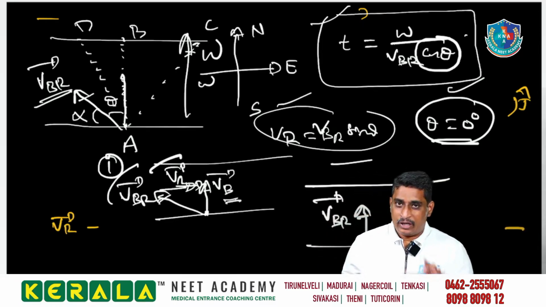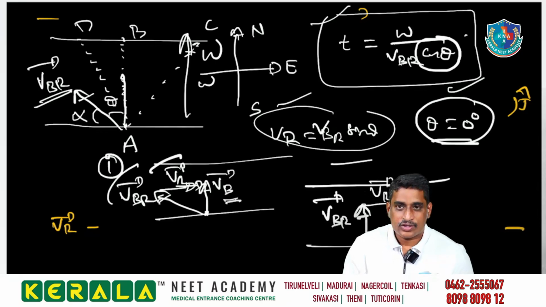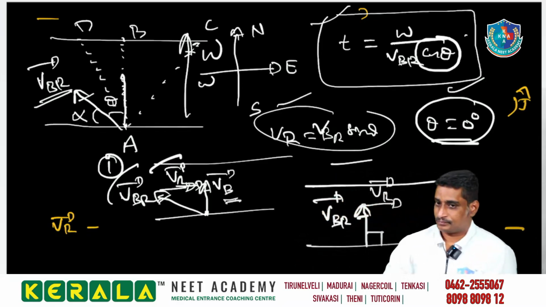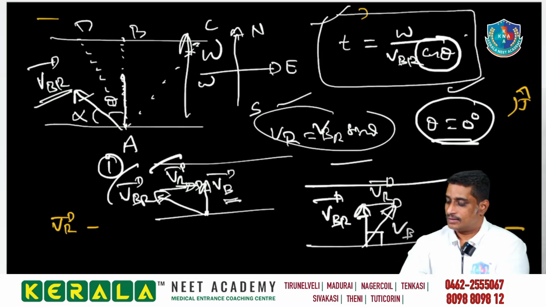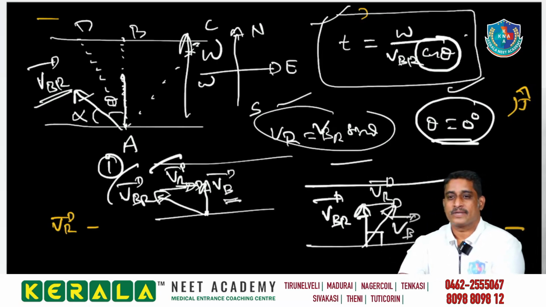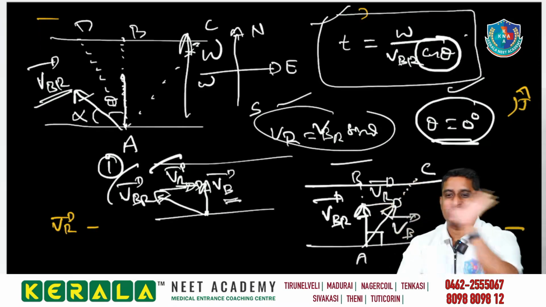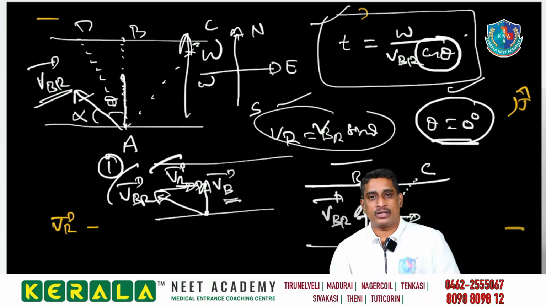Here VB bar is the resultant of VBR bar and VR bar. Again, we can try the triangle of addition of vectors here. This is VR bar, this is VBR bar, and the resultant of these two will come like this. This is VB bar. That means the boat has started from point A at one bank of the river and is reaching the other bank of the river at point C. That's it. So these are the two cases which must be practiced very carefully.